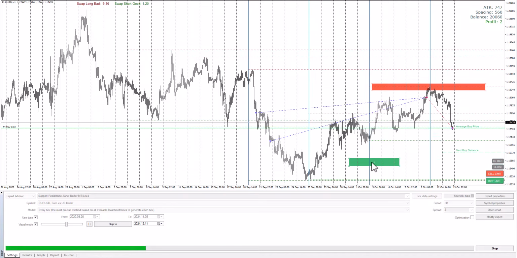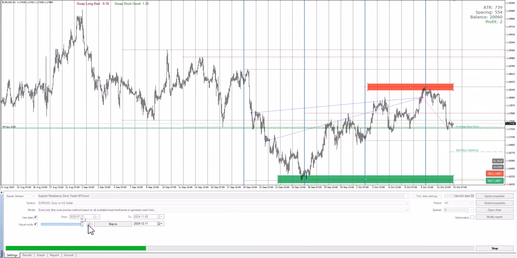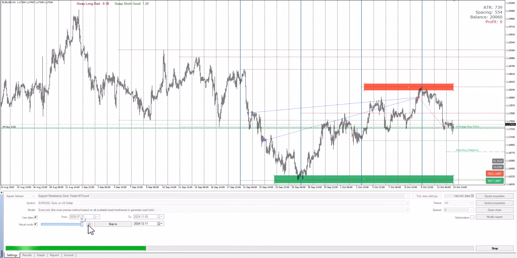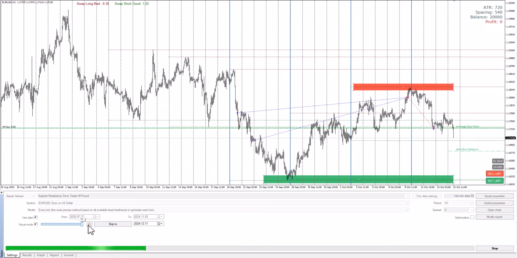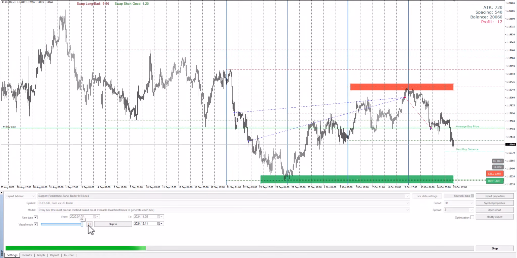The EA is also incredibly useful as a training tool for traders that want to learn or further develop their skill set with support and resistance or supply and demand trading strategies. It is fully functional in the strategy tester in Metatrader 4, so you can practice on any instrument and time frame over and over again.